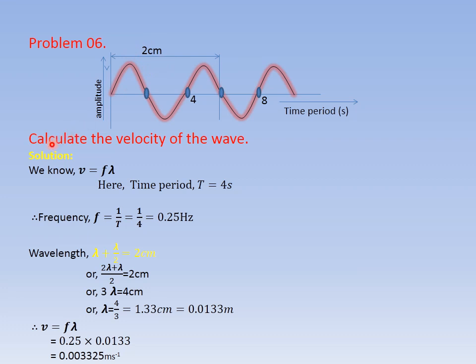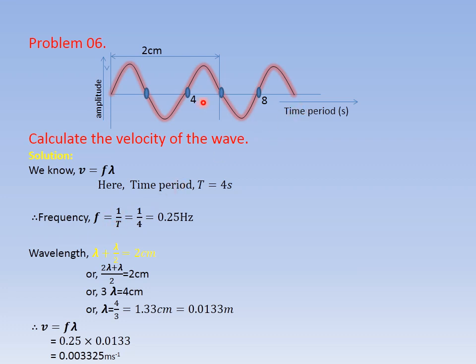Let's go with the problem. Calculate the velocity of the wave. For doing this math, we are going to use this equation v is equal to f lambda. That means f is the frequency and lambda is the wavelength. We have to know the value of frequency and the value of lambda. In this figure there is no frequency, there is only time period, but we know there is a relation between time period and frequency. These two are inversely proportional. That means f is equal to 1 by T, as I have written there.